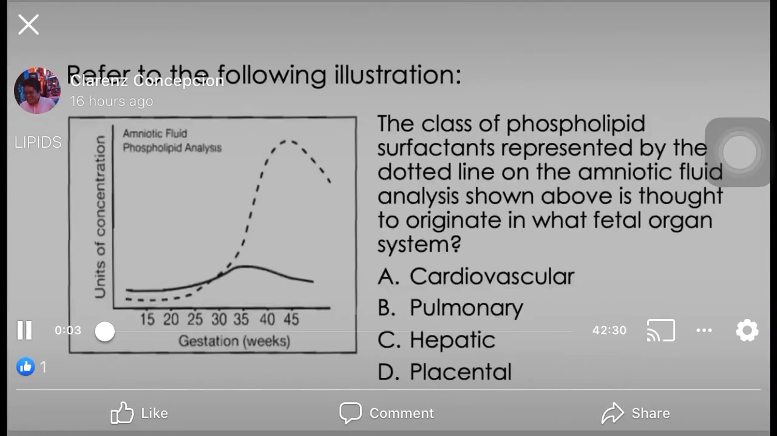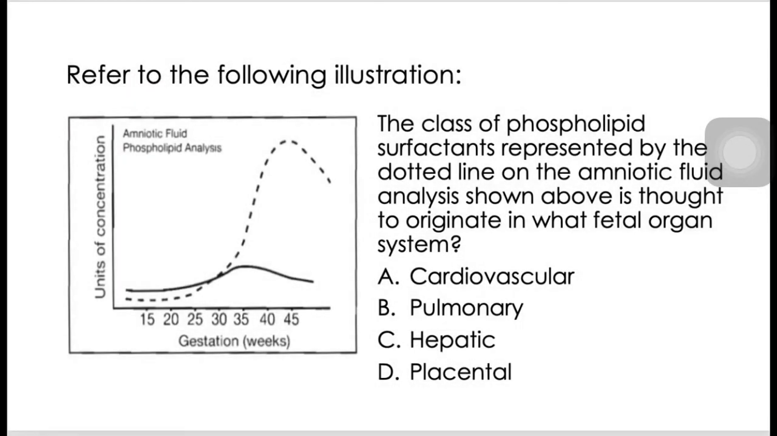Carbohydrates. We will now move to lipids. Okay, first question, po. Refer to the following illustrations. The specimen here is amniotic fluid, and we have a phospholipid analysis, wherein basically what we can see here is the increase in the level in the latter third trimester, during the 35 to 40 weeks of gestation.